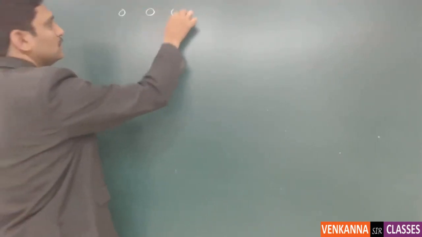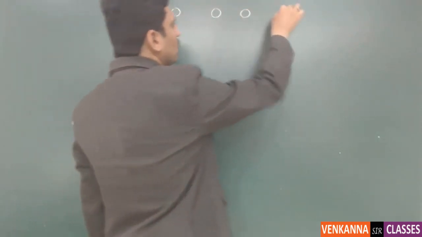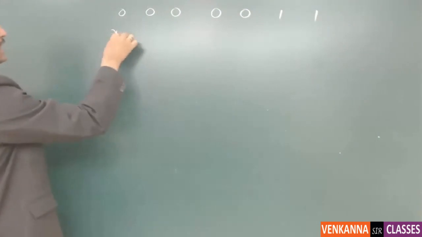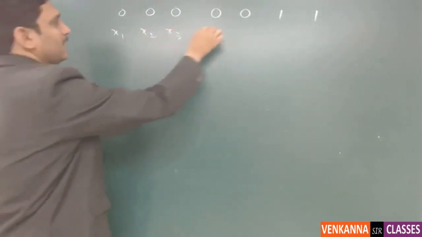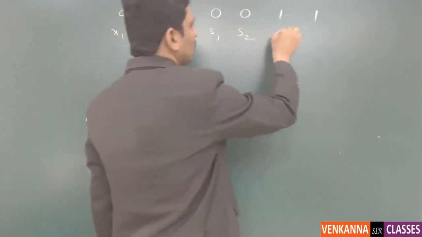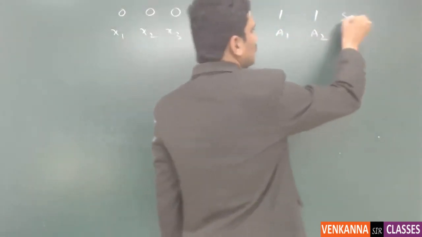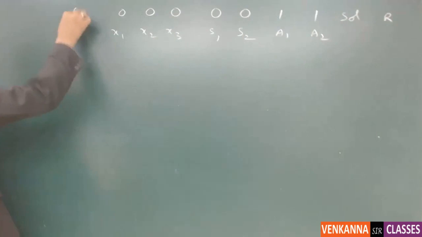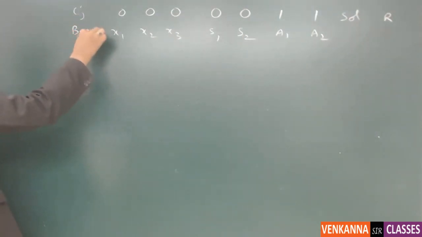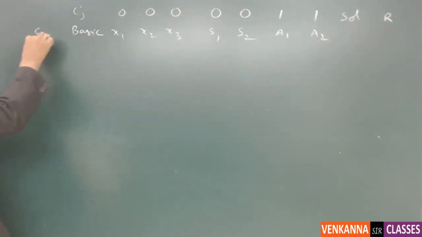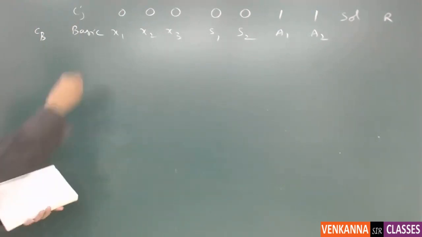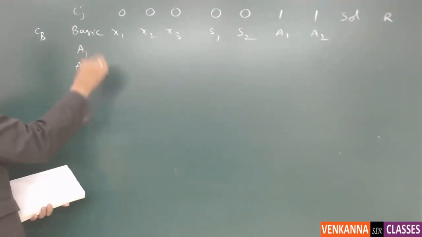So coming for the table, it will come like this: 0, 0, 0, 0, 0, 1, 1, x1, x2, x3, s1, s2, a1, a2, solution and ratio. These are Cj values. These are the basic and basic coefficients. And we are performing with respect to a1 and a2.